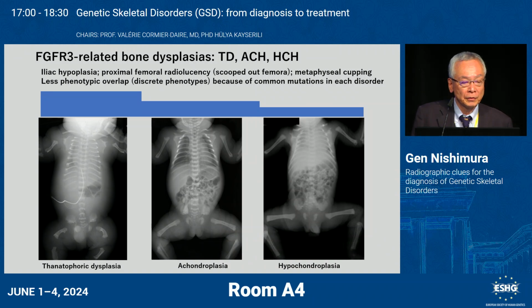As you know, FGFR3-related bone dysplasias include the most severe thanatophoric dysplasia, prototype achondroplasia, and milder hypochondroplasia. In all entities, you can see common skeletal changes such as iliac hypoplasia, proximal femoral radiolucency like that, and metaphyseal cupping. These disorders show less phenotypic overlap, in other words, discrete phenotypes, because of common mutations in each disorder. Intermediate phenotype is very rare.